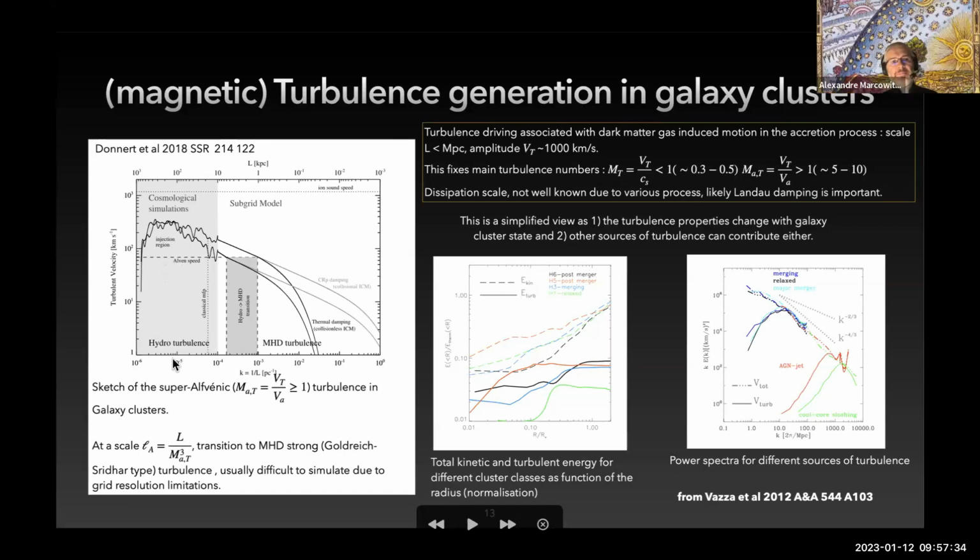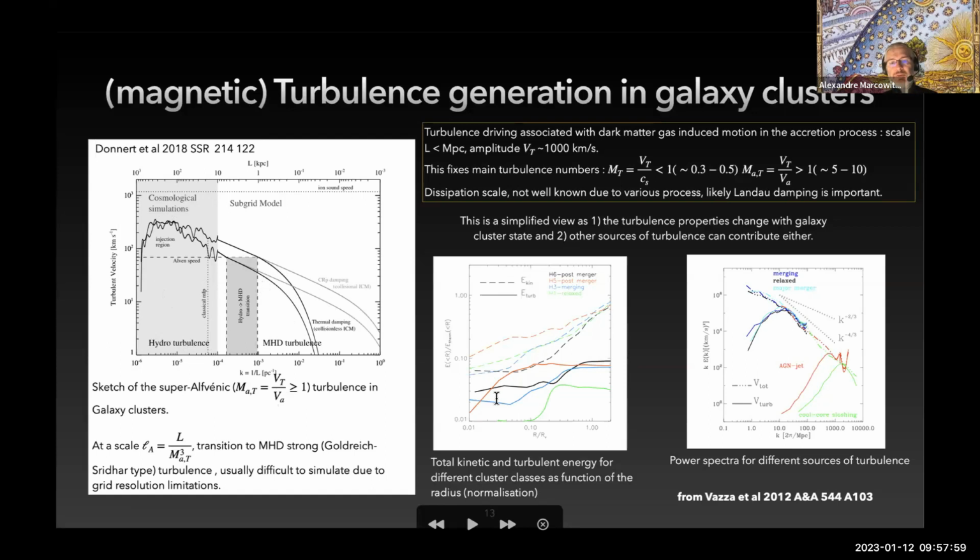So you can see the different speeds here. You have the sound speed, the typical turbulence speed, and the Alfvén speed, and we are in the regime of Alfvénic Mach turbulence. Usually the problem of simulations is that they are not really able to capture all the turbulence scales and to describe the cosmic ray acceleration.